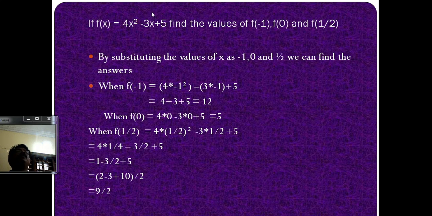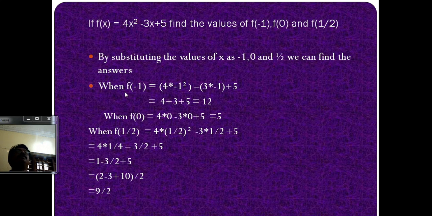This question is very simple. The only thing you have to do is, if you want to know the function of -1, substitute the value of -1 in place of x. If you want to know the value of f(x) when x = 0, you just substitute 0 instead of x. Likewise you can solve this function. By substituting the values of x as -1, 0 and 1/2, we can find the answers.